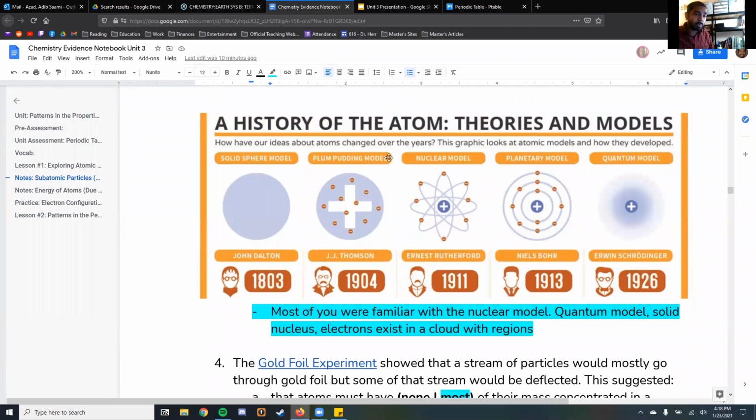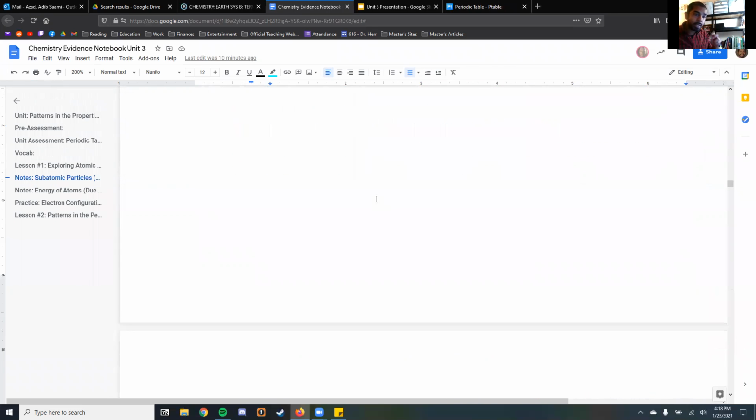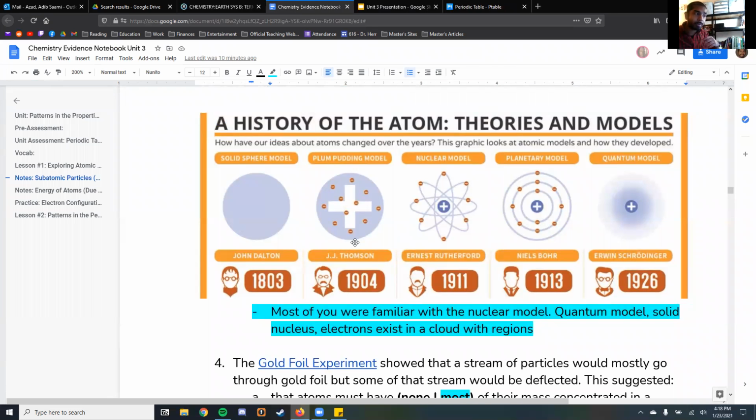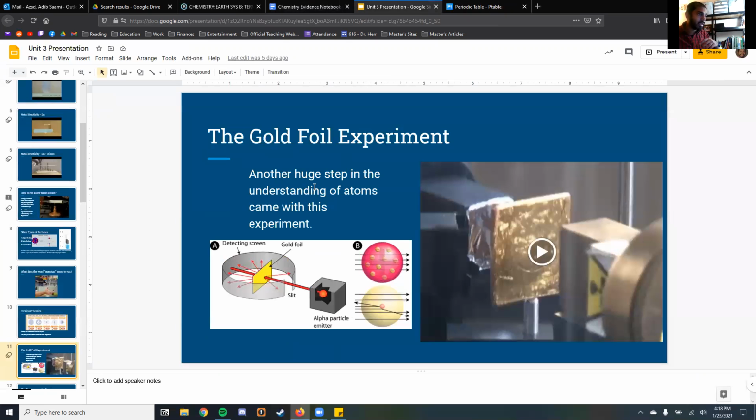In the gold foil experiment, we shot alpha particles, these big blocky things, at some gold foil. If the plum pudding model was going to be correct, those particles should have just gone straight through. But they didn't. The particles got deflected. They got reflected right back at you.